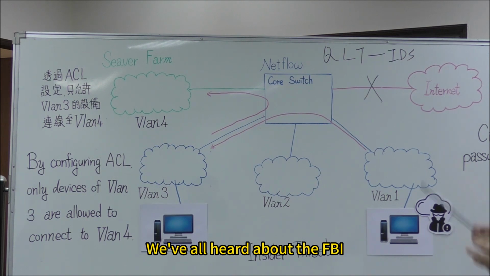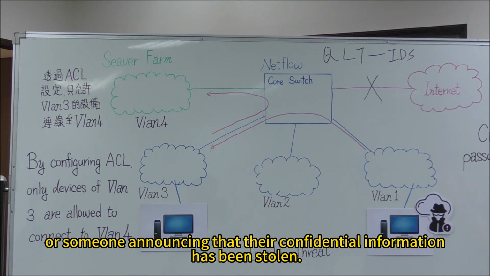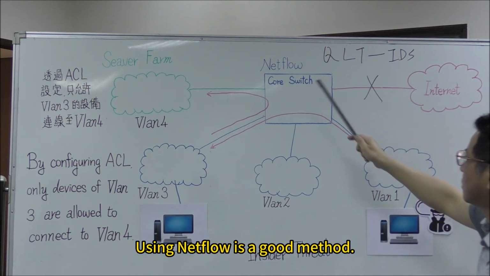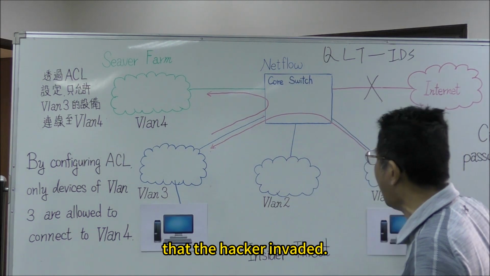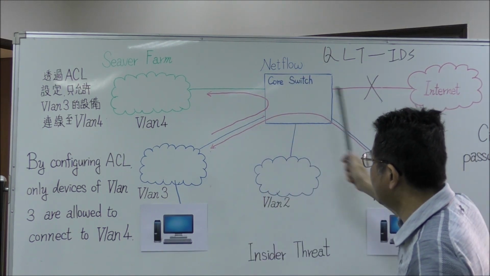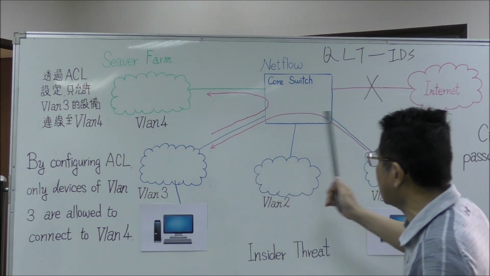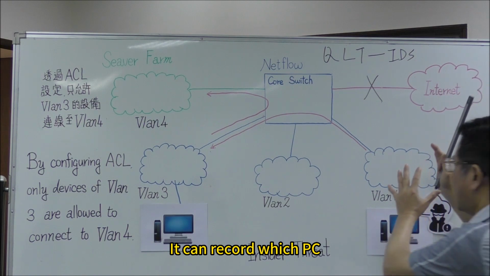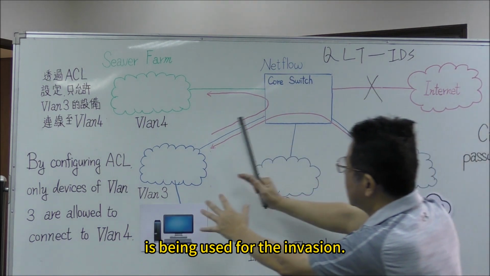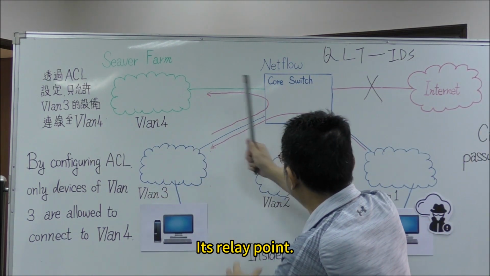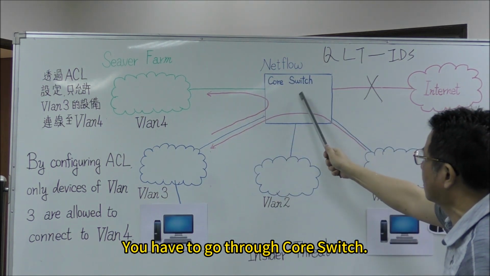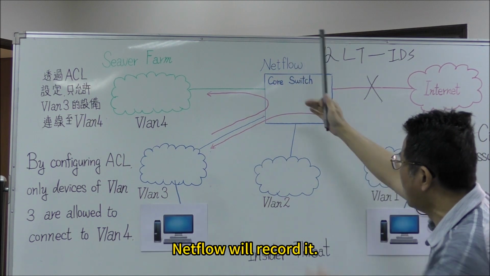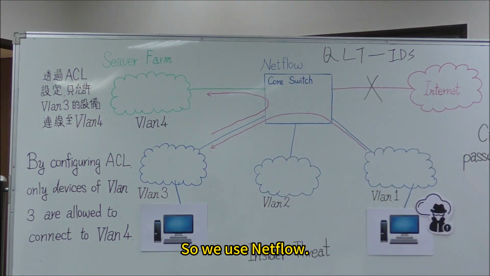We've all heard about the FBI or someone announcing that their confidential information has been stolen, but they don't know how it was done. Using NetFlow is a good method. It can record the path that the hacker invaded. It can fully record this trace. It can record which PC is being used for the invasion, its relay point. You have to go through the core switch. NetFlow records everything above it. NetFlow will record it. So we use NetFlow.